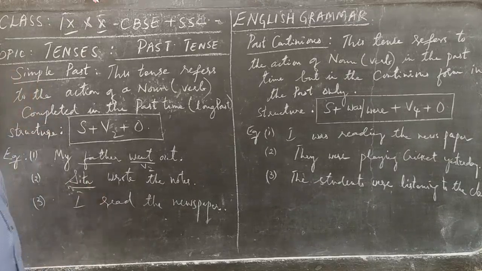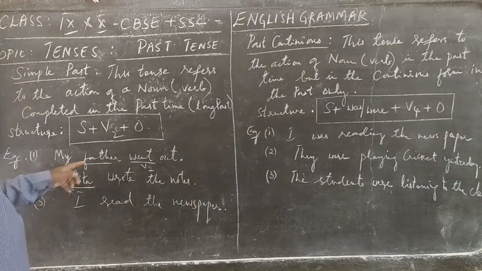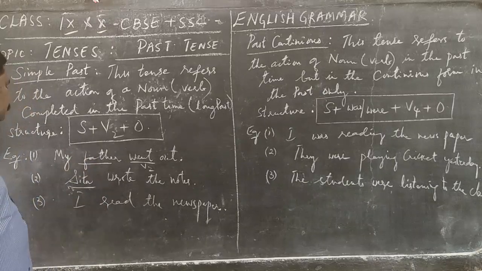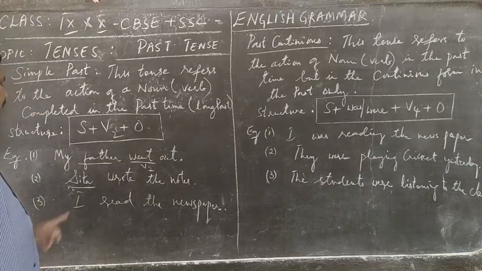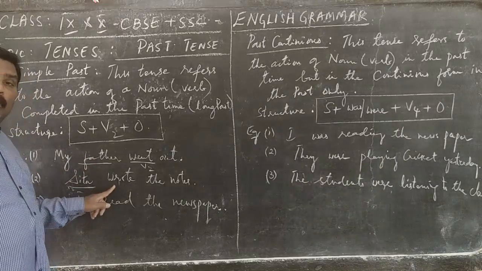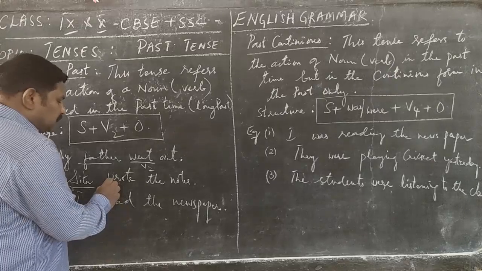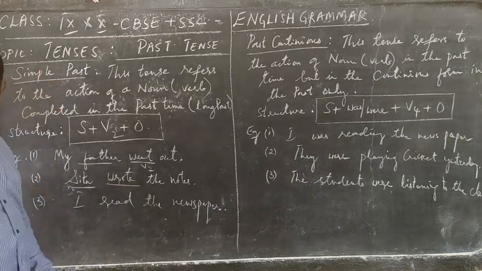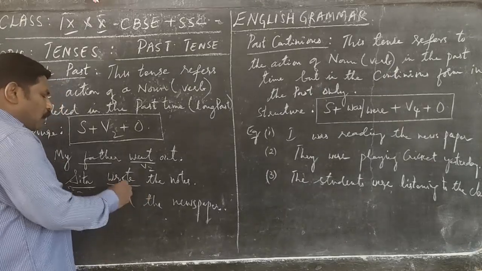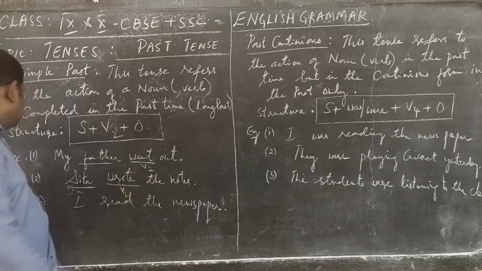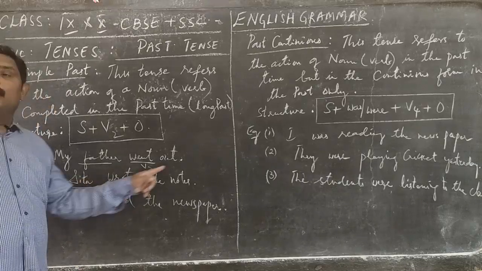Sita, the third subject. Here father also is the third subject. Let us see. Sita wrote the notes. The verb is write. Write is the V1 form. What is the V2 form? V2 form is wrote. So Sita wrote the notes.